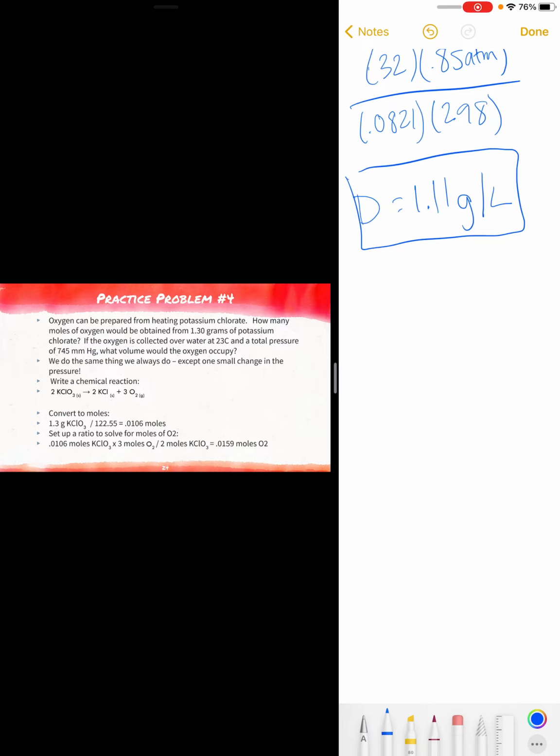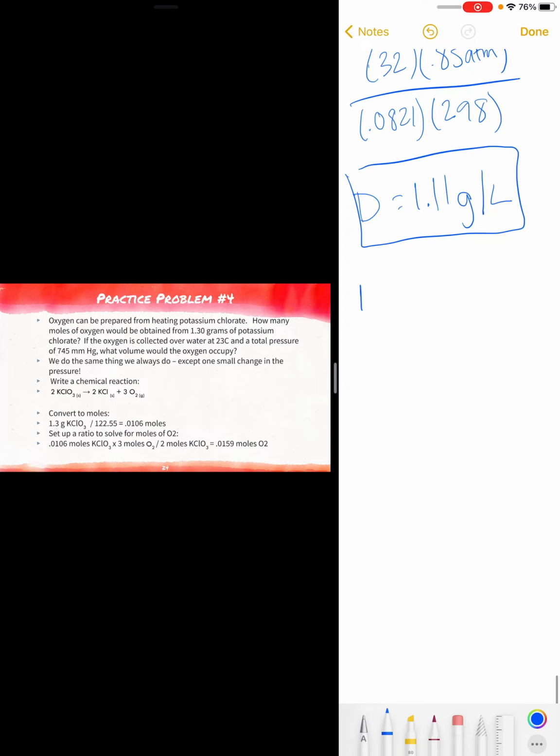Oxygen can be prepared from heating potassium chlorate. How many moles of oxygen would be obtained from 1.3 grams of potassium chlorate, if the oxygen is collected at 23 degrees Celsius, which we will add 273 to in a minute? The total pressure is 745 mmHg. What volume would the oxygen occupy?